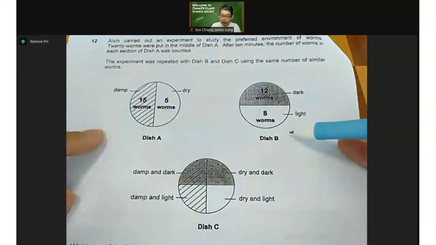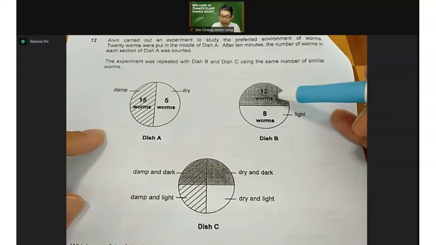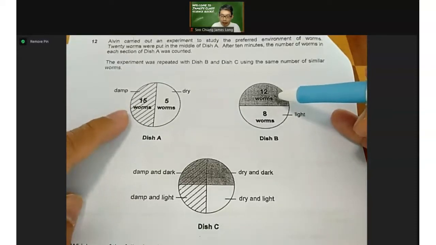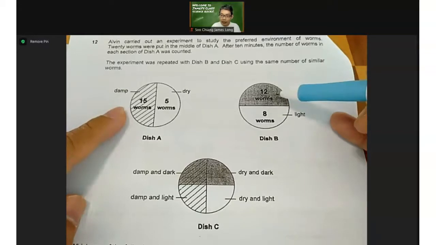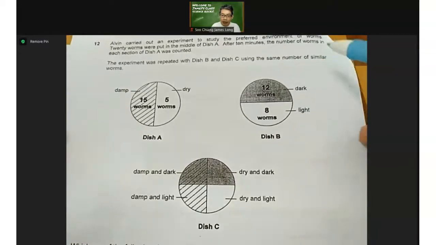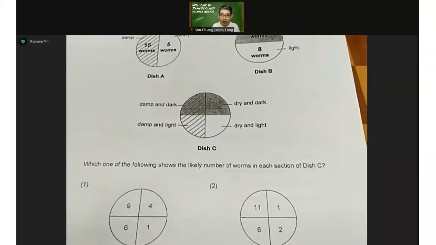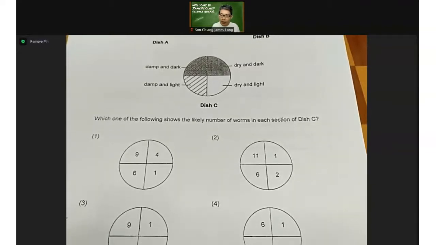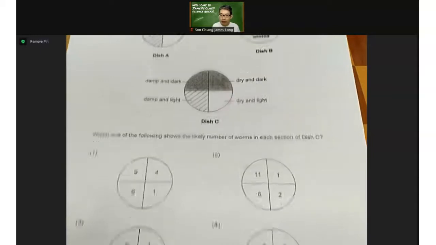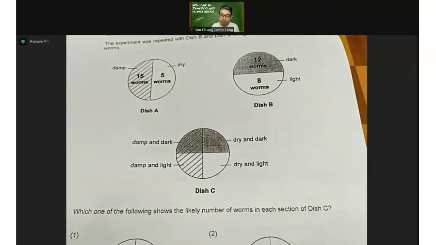How about dish B? Well, they prefer a dark environment. Not as drastically as in preferring damp. Comparing between a wetter place or darker place, the worm seems to prefer wetter place to darker place. How about this? We're supposed to now predict which of the following shows the likely number of worms in each section of dish C, by knowing their preference for different kinds of environments. What do you think is the answer?